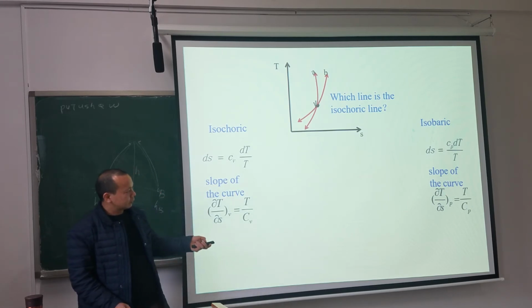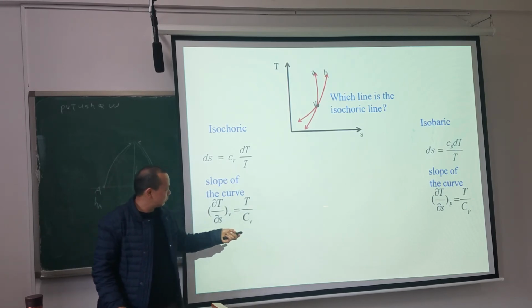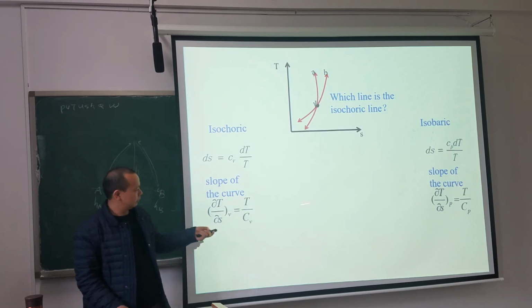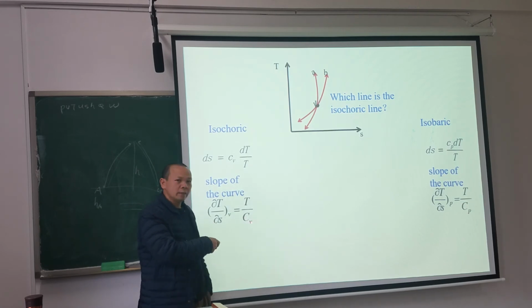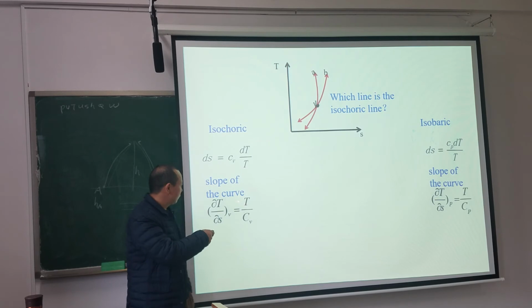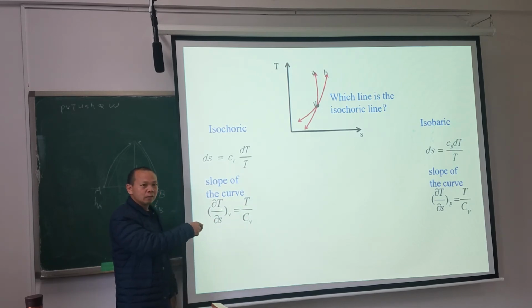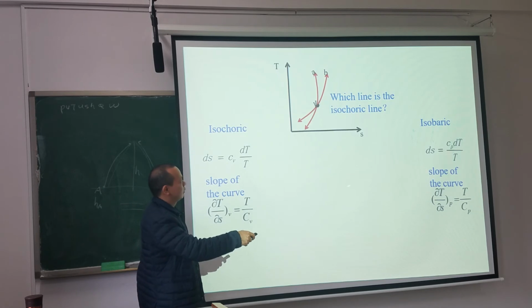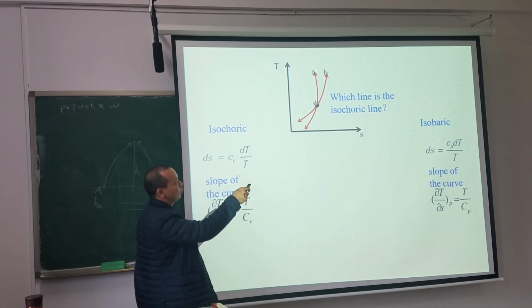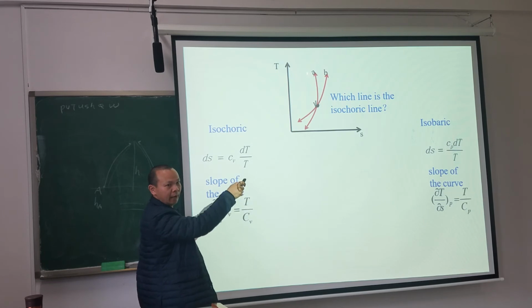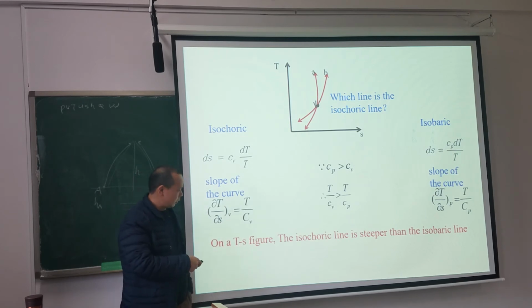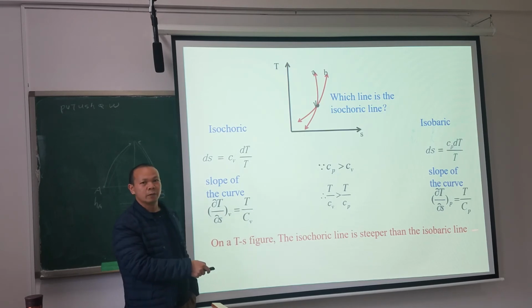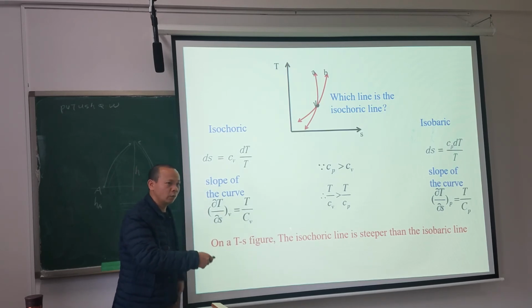Now, which slope is bigger? Because we know Cp is greater than Cv, so now we know this slope is greater than this one. So in this figure, which one is the isochoric line? A. So on a TS figure, the isochoric line is deeper than the isobaric line. Just try to remember this one. This is quite important.